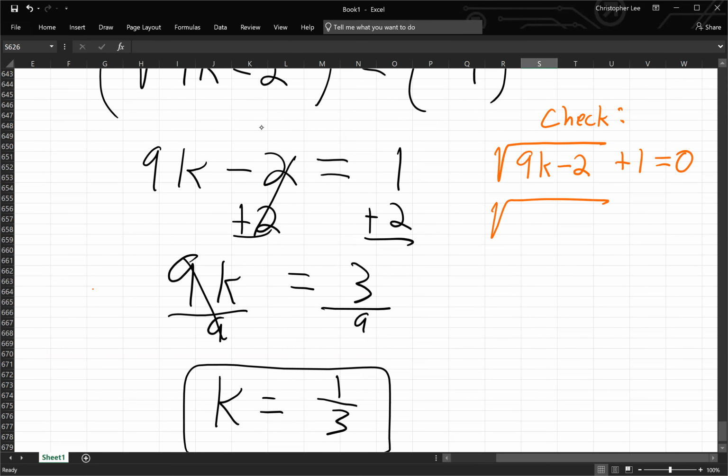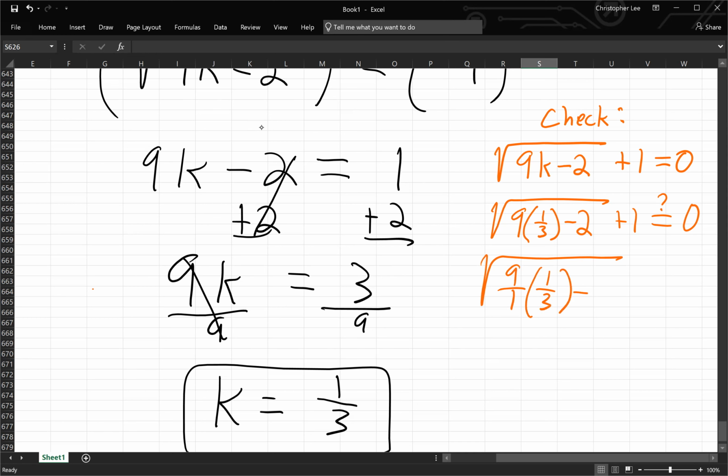So I have the square root of 9k minus 2 plus 1 is equal to 0, right? So I'm just gonna plug this in. So the square root of 9 times 1/3 minus 2 plus 1 allegedly is equal to 0, right? Let's do the math on that. So what's this become? 9/1 times 1/3 minus 2 plus 1 allegedly is 0. So when I multiply these, what do I get? What's that, like 9/3 minus 2?